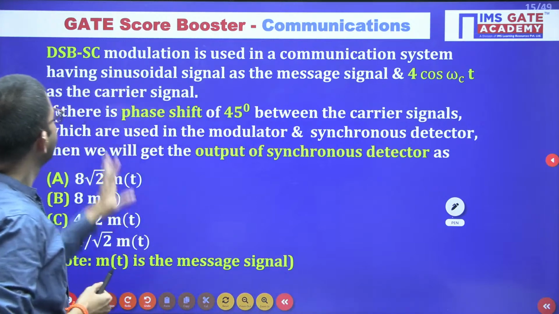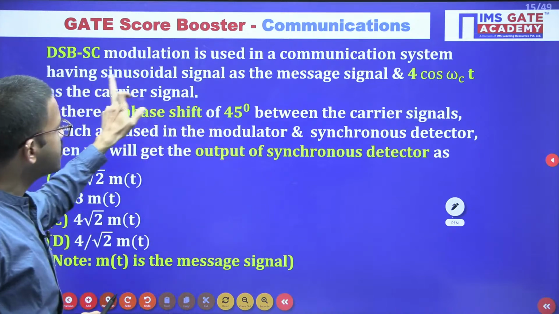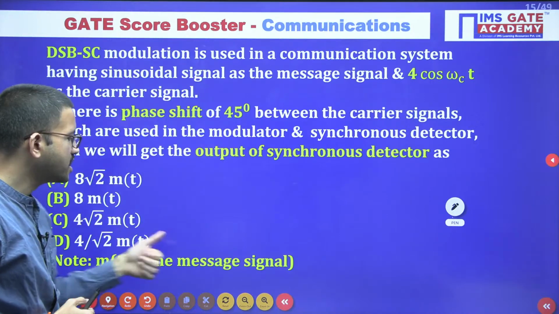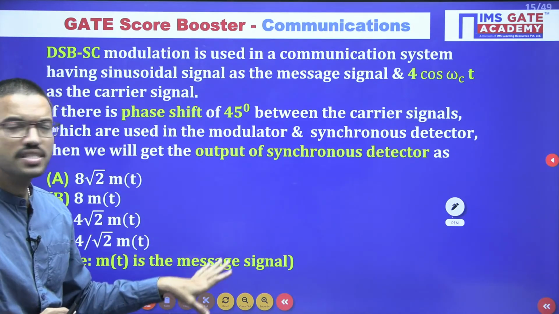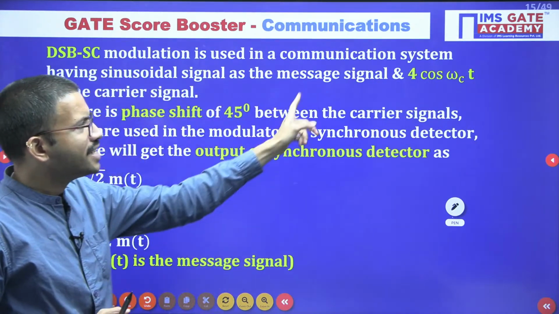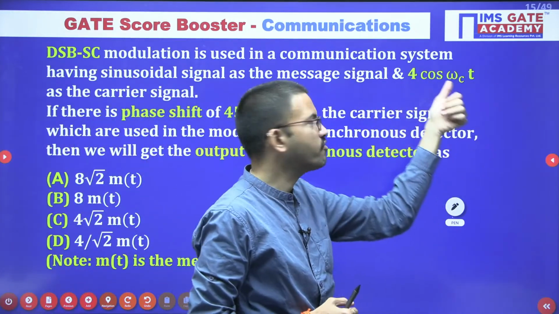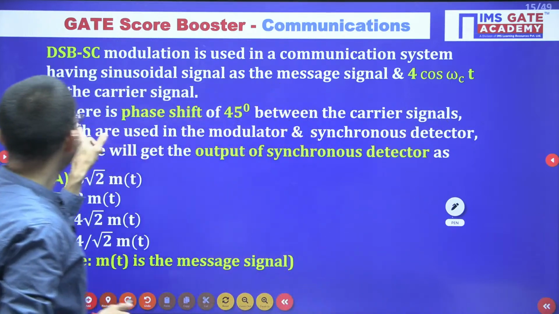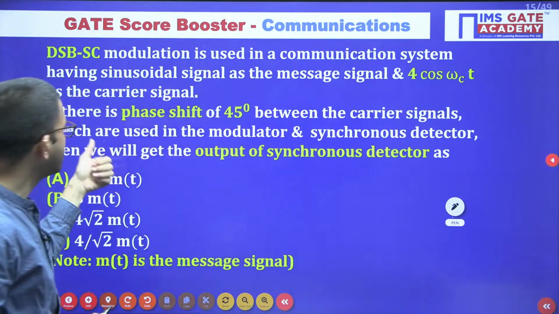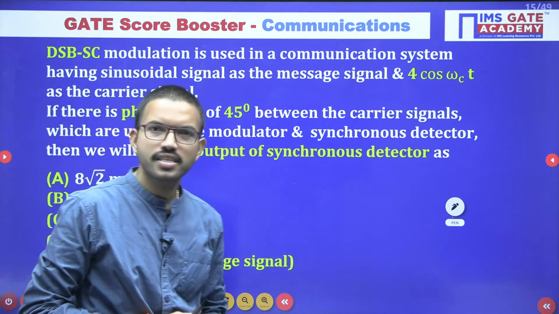So first let us read the question. Here, DSBSC modulation is used in the communication system having sinusoidal signal as the message signal. For the timing, in all the options they have mentioned M of t, that M of t is nothing but message signal. Here they have considered it is the sinusoidal signal. And regarding the carrier signal, it is mentioned like 4 cos omega ct. It is like AC cos 2 pi f ct, where omega is nothing but 2 pi f. If there is a phase shift of 45 degrees between the carrier signals which are used in the modulator and synchronous detector, then we will get the output of synchronous detector as.